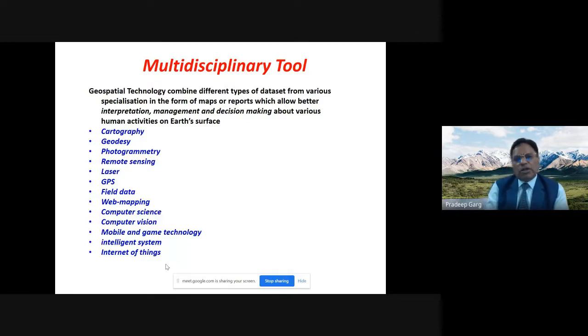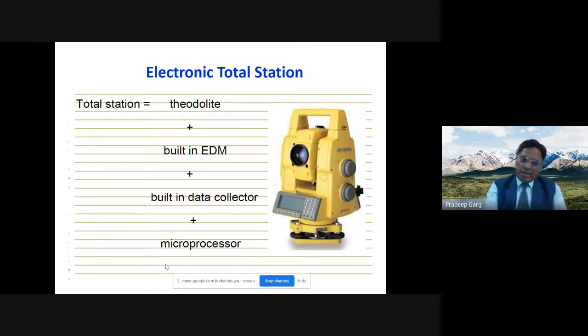If I want to learn, let us say, today I want to learn mechanical engineering, there is no actual limitation for me. We have the e-learning programs. We have other media where I can learn mechanical engineering and I can take a subject of mechanical engineering if I have interest. So this is a multidisciplinary tool where people from computer science, computer vision, mobile and game technology, the IT field, are all using this for different kinds of application.